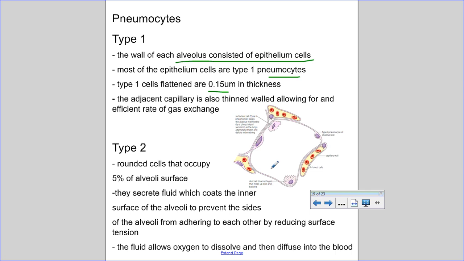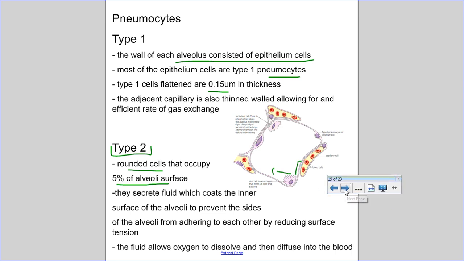the alveolar space. Now there is a second type of pneumonocyte found in the alveolar space called the type 2 pneumonocytes. These ones are rounded cells that occupy about 5% of the alveolar space. They take up a small percent of that space. They secrete fluids which will coat the inner surface and prevent the sides of the alveoli from adhering to each other, and by reducing surface tension as well. The fluid also allows oxygen to dissolve and then diffuse into the blood efficiently.